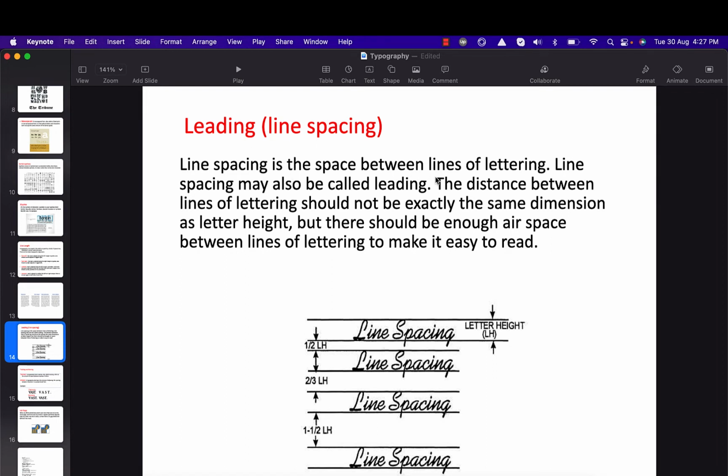Line spacing is the space between lines of lettering. Line spacing may also be called leading. The distance between lines of lettering should not be exactly the same dimension as letter height, but there should be enough airspace between lines of lettering to make it easy to read. So line spacing can enhance your readability, or you can decrease your readability, right? Your design readability. So you have to calculate this very wisely. So LH is line height.